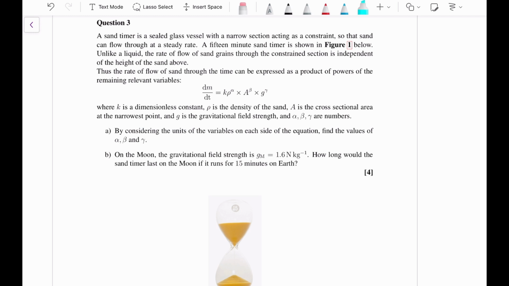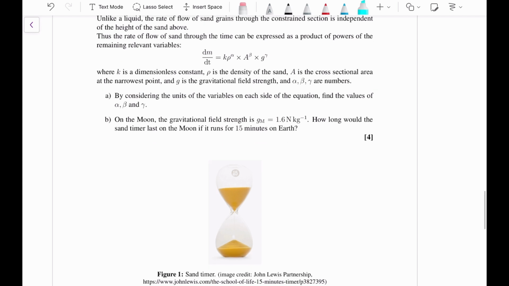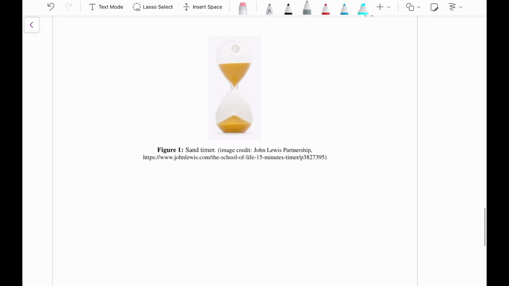Okay, so the first component of the question asks, by considering the units of variables on each side of the equation, find the values of alpha, beta, and gamma. So the equation is given over here, so basically we have to base on this equation to find the values of alpha, beta, and gamma utilizing dimensional analysis. So let's see.